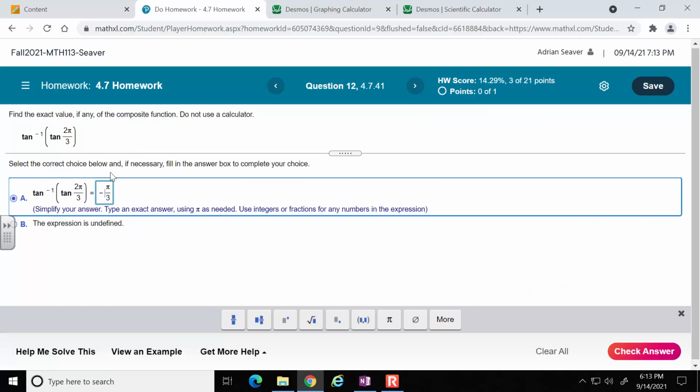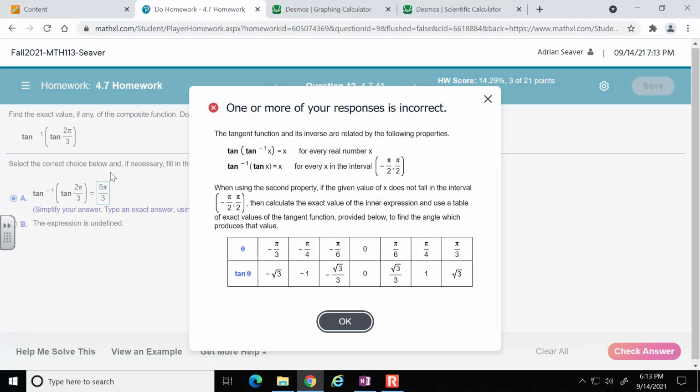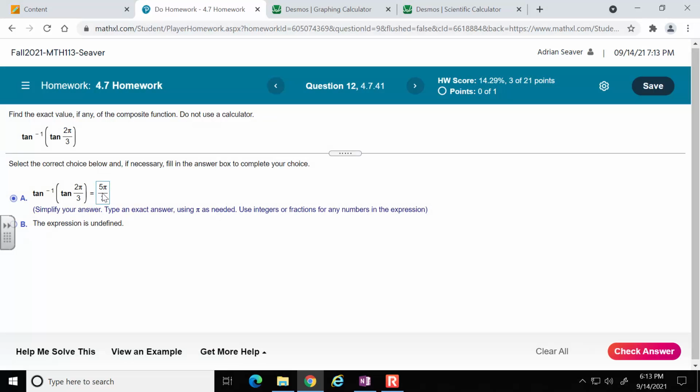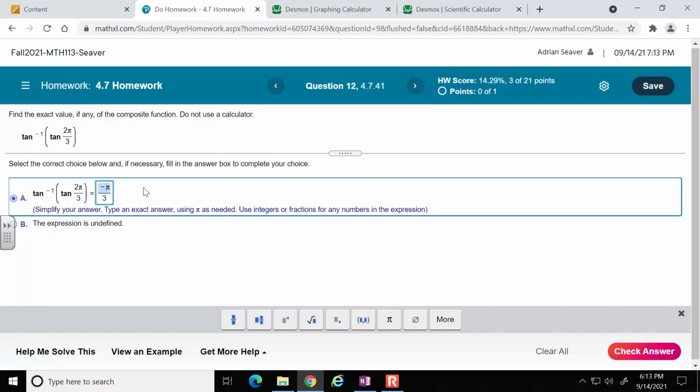Let's just try this. I think if you enter a value that's not between negative pi halves and pi halves, it's going to give you an error. But let's double check that. If I put that as 5 pi over 3, I think I get an error. Yep. So it's going to have to be negative pi over 3.